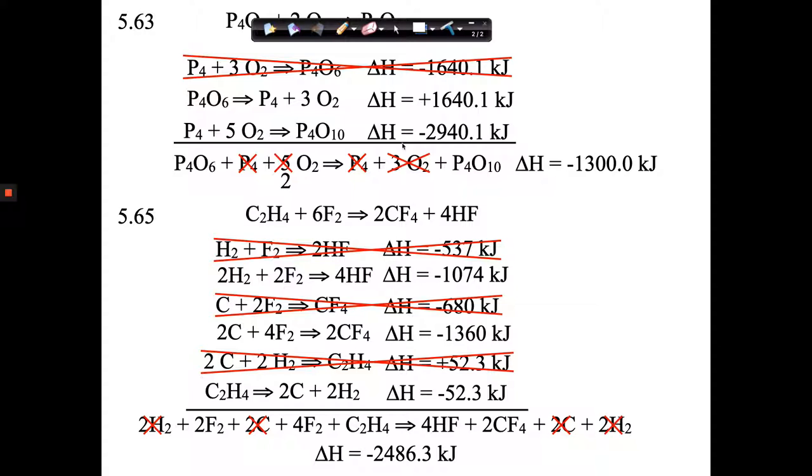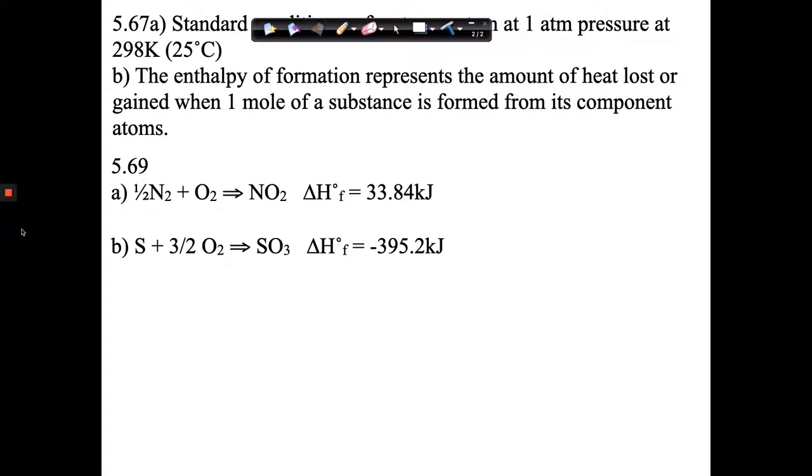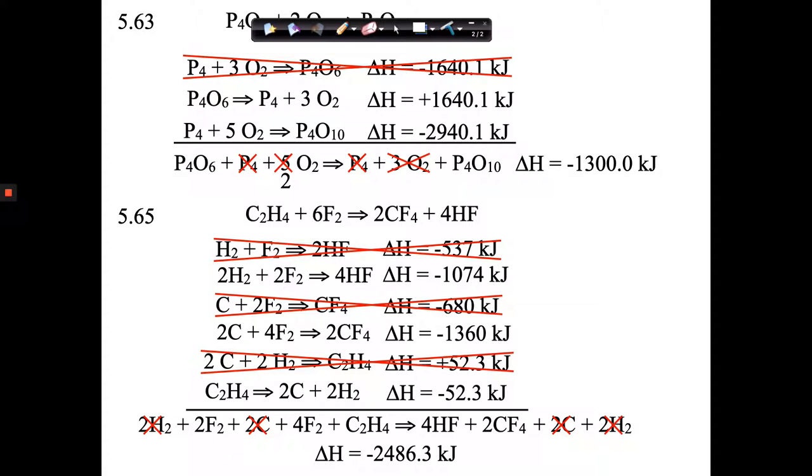Then at that point, I brought everything down, and as you start to cancel stuff out, the two H2s dropped out, the two carbons dropped out, and then this feels kind of magical, but because they're the ones giving you the equations, it always works out. We've got 2F2 and 4F2, magically 6F2, and then we've got the C2H4, and then we've got the 4HF and the two CF4s. So we need to show that this adds up, and because it does add up, then the numbers add up, and we simply add these numbers to get that.